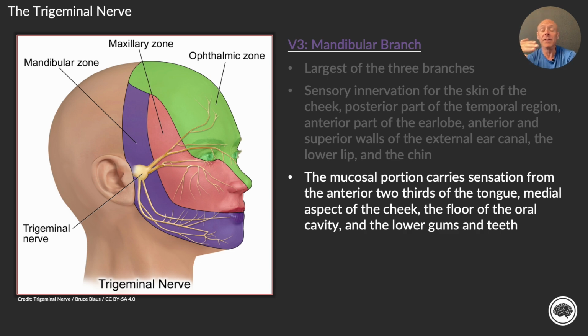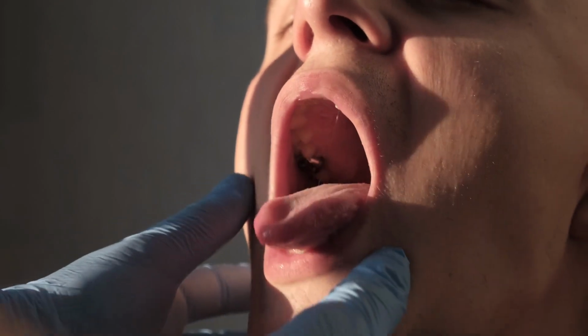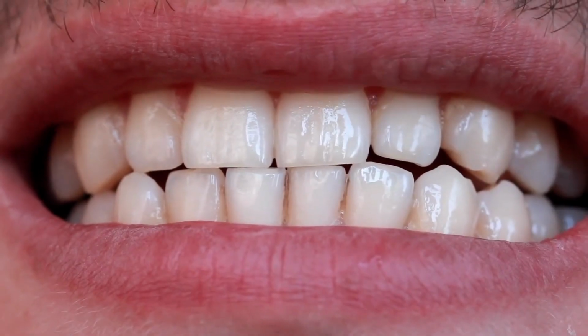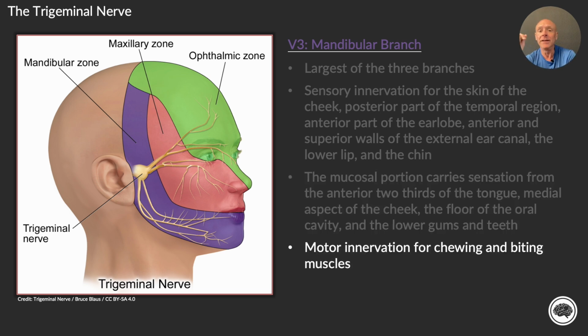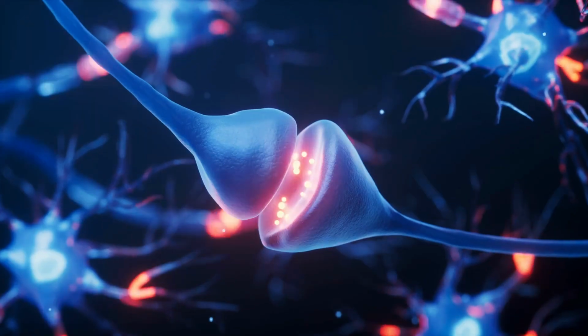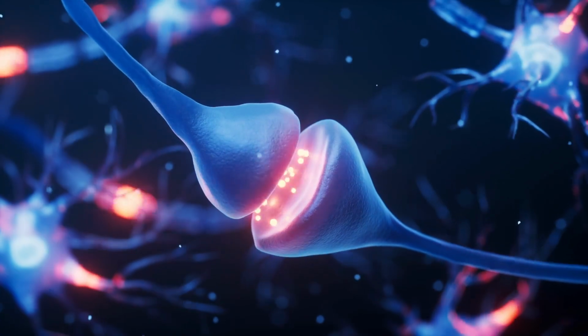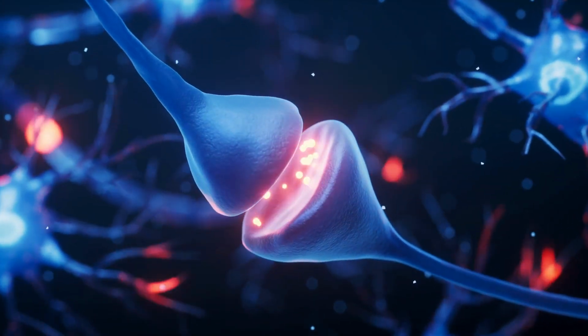It also carries information from the tongue, cheek, the floor of the mouth, the oral cavity, and lower gums and teeth. So whenever we talk about your teeth and gums, we have the maxillary branch for the upper and the mandibular branch for the lower. Now this one's also important because it's involved in motor innervation for chewing and biting. So the trigeminal nerve doesn't just take in information, it also sends commands out to musculature.